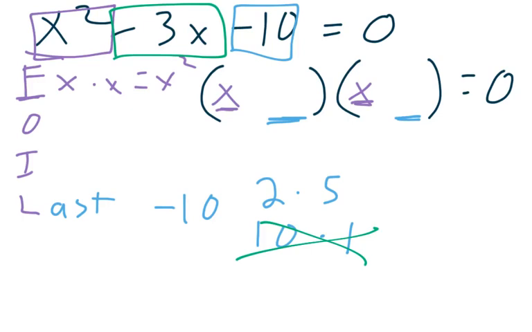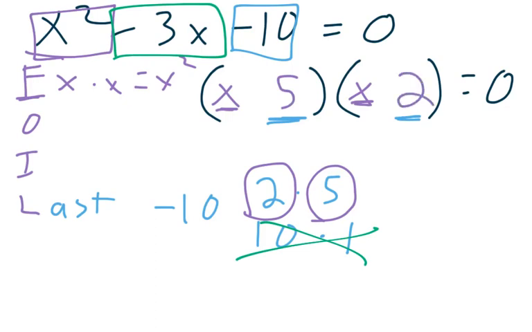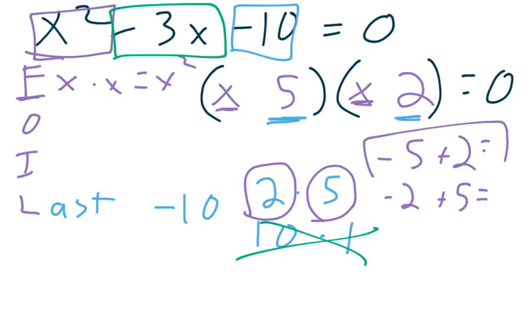So basically, one of these numbers is going to be positive and one of these is going to be negative. So I'm going to go ahead and fill those in here. So if I have a negative 5 plus 2, or if I have a negative 2 plus 5, which of these is going to give me a negative 3 as my answer? This one. So that means the minus sign is going to have to go in front of the 5, and the plus is going to have to go in front of the 2. So we get x minus 5 and x plus 2.